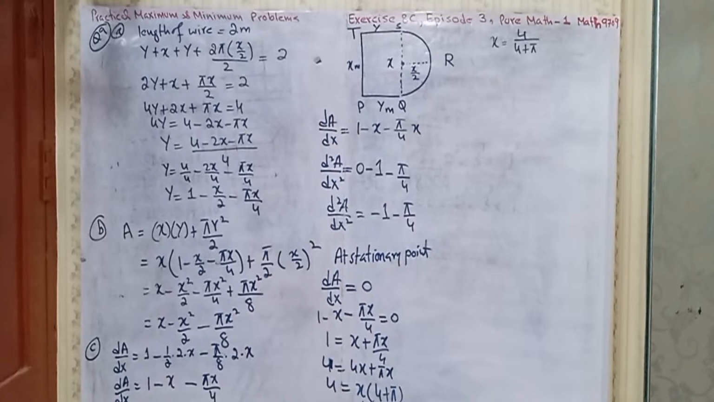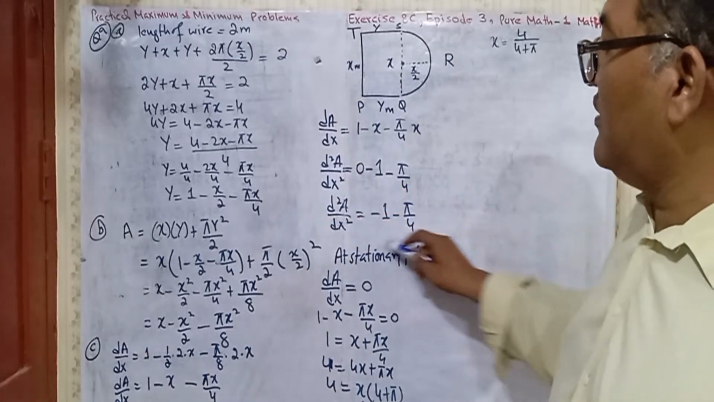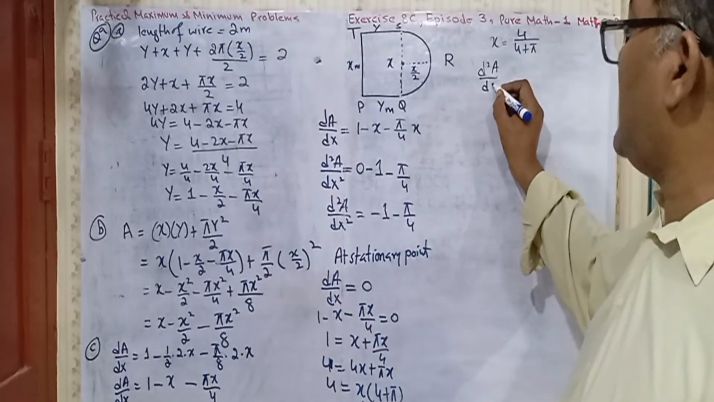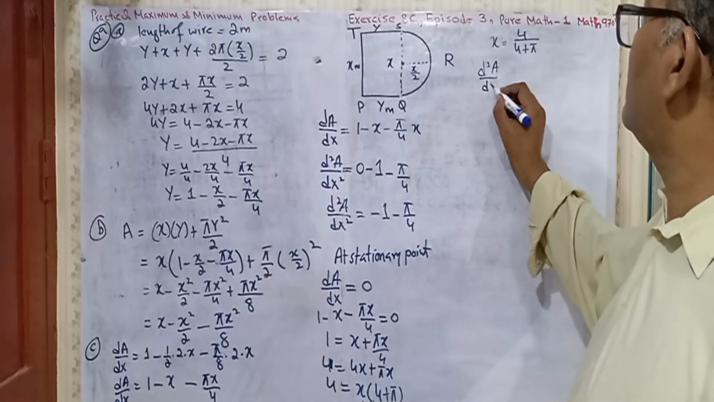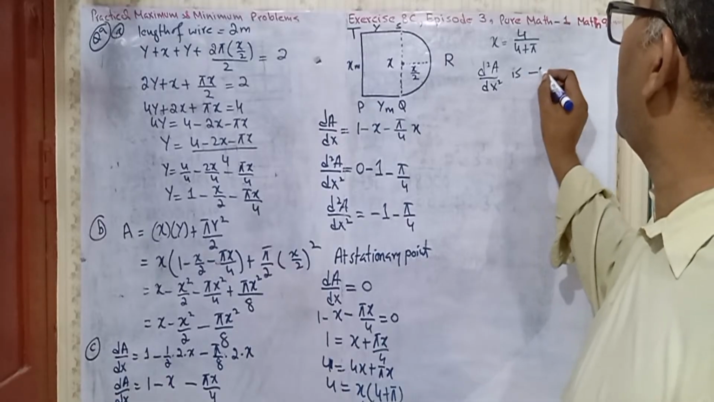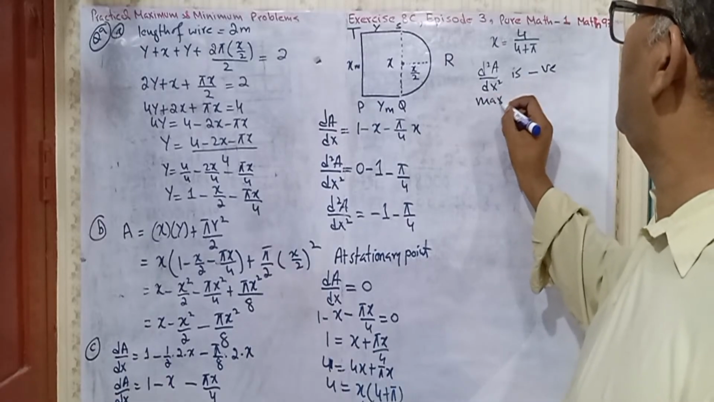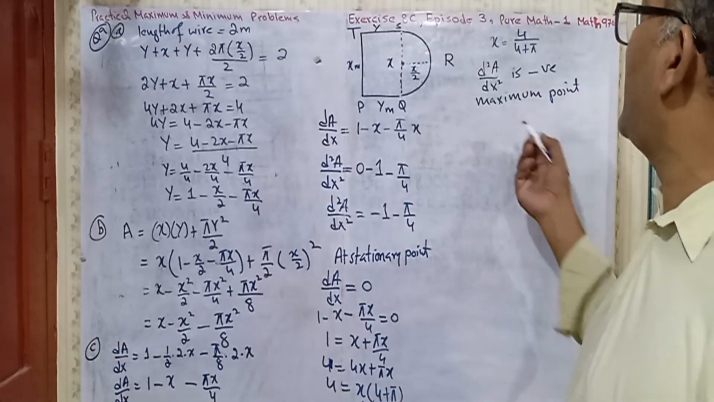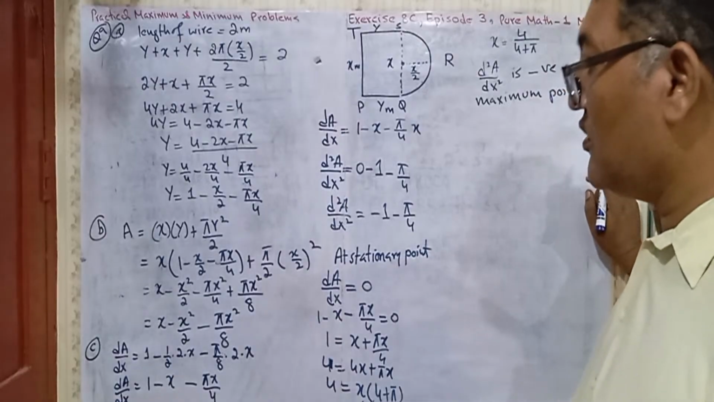Then we have the E part. He says determine the magnitude and the nature of this stationary value. You know this double derivative does not involve x. So the value of d square A by dx square is negative. So it's a maximum point. So the maximum value of the, what is that? Area.